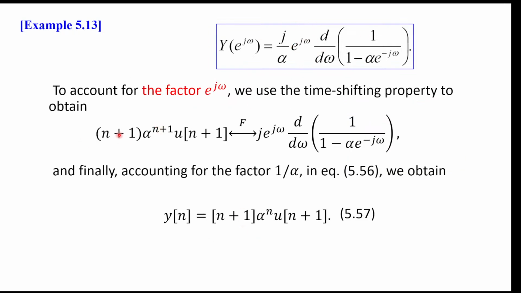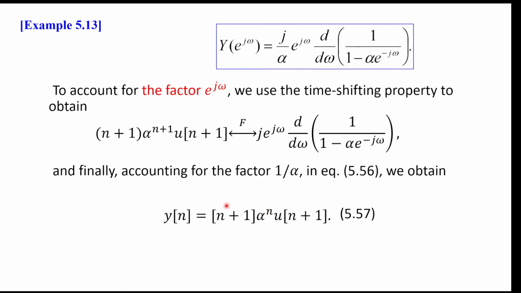Okay, so we change all the n to n plus 1, then you have n plus 1 alpha to n plus 1 u of n plus 1, and they will Fourier transform to e to the j omega and this thing. Now you compare this to this. You just divide by alpha on both sides, then this thing will become big Y, and this thing should be your small y. So this thing divided by alpha will be your small y, so small y equals n plus 1, alpha to n u of n plus 1.